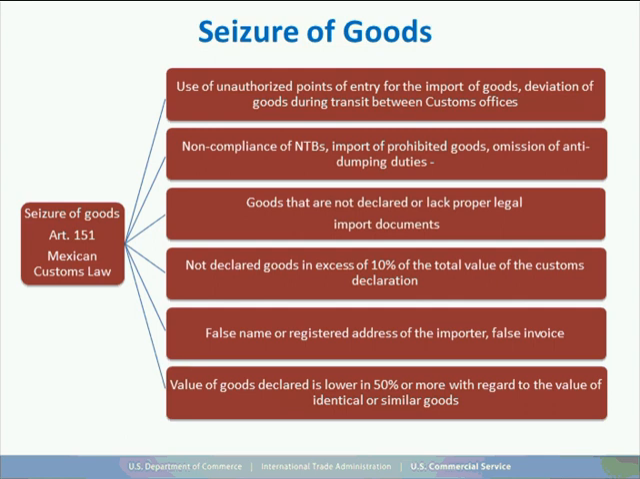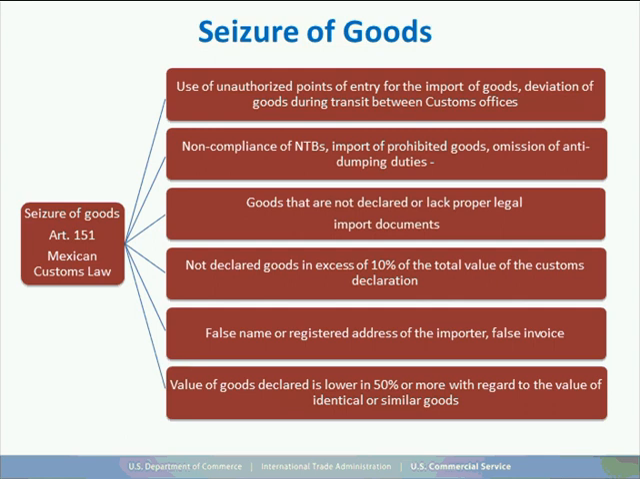The use of an unauthorized point of entry for the import of goods, the deviation of goods entrusted between Customs Office is cause of seizure. It's not very common, but it's normally for illegal contraband that may be applicable, not for the normal part of the commercial trade. The second one is applicable for normal trade, which is the non-compliance of non-tariff barriers, import of prohibited goods, omission of anti-dumping duties.